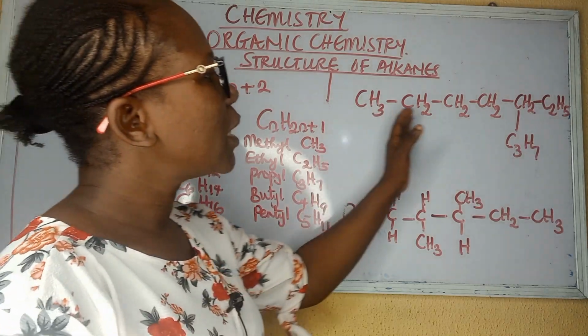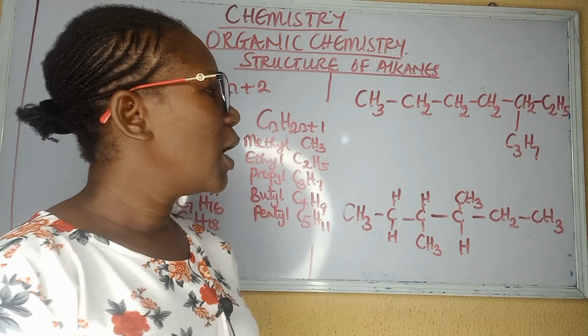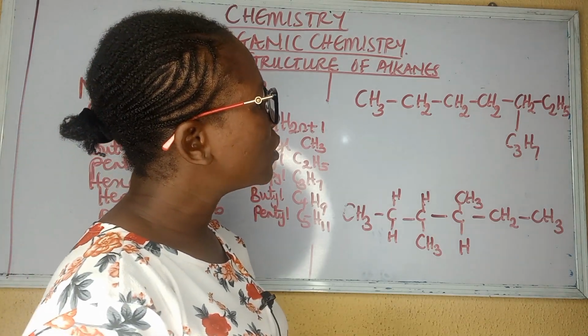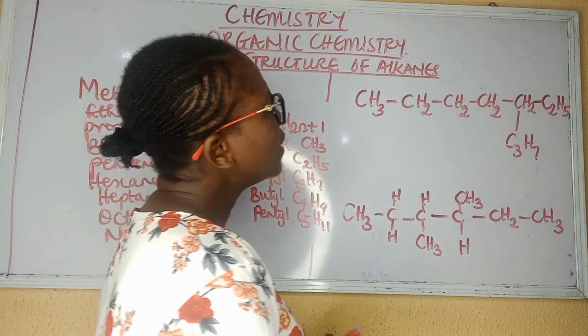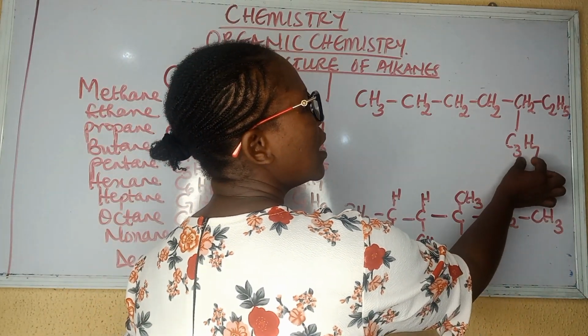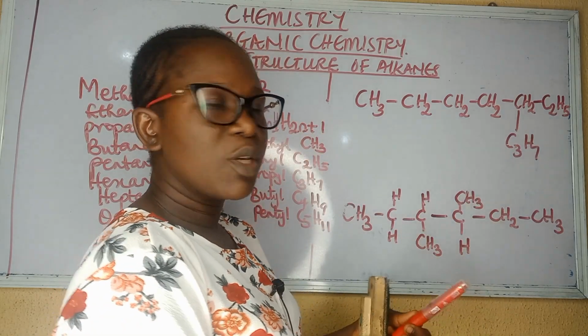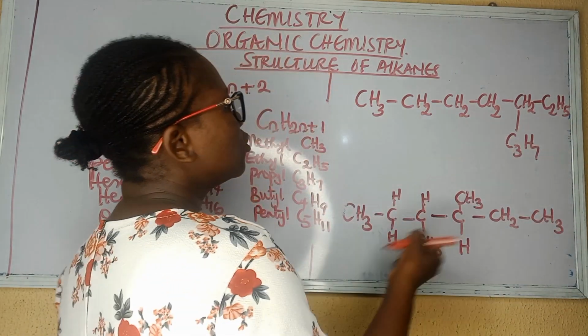So because this is an octane and it's a single bond all through, that's why it's an alkane. And so it's octane because it has 8 carbons. Now, the next thing is to rearrange it. So it means that instead of this acting as a substituent, that is an attachment, this will act as the attachment.